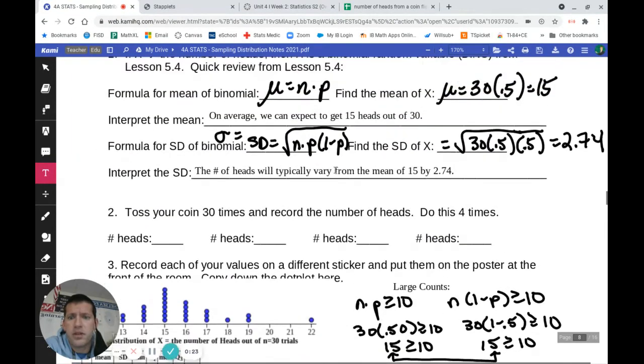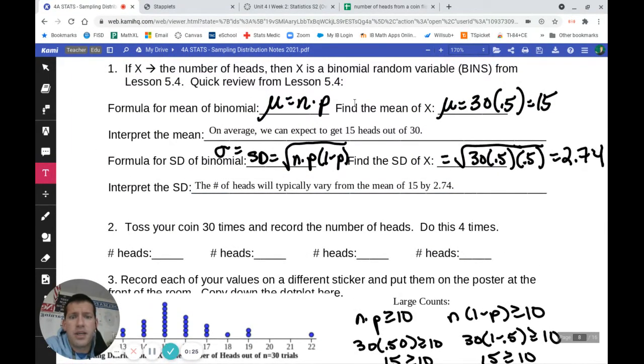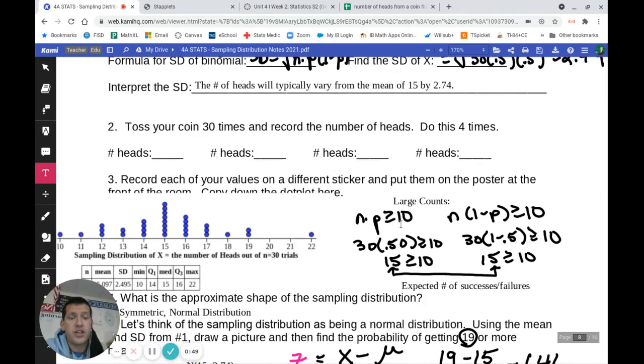We talked about the mean and how to find the mean, taking the number of trials times the proportion of times that we expect it to be heads. So that was 30 times 0.5 and got us 15. We found the standard deviation, which is the square root of n times p times 1 minus p, and found that it was about 2.74. That tells us that the number of heads will typically vary from the mean of 15 by about 2.74 heads.